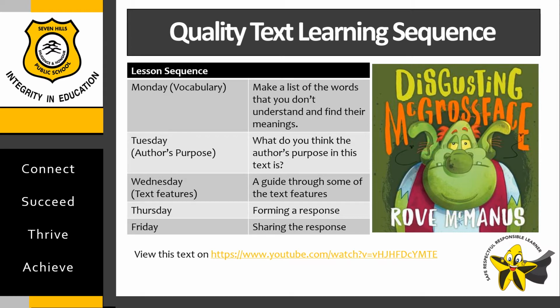So on Monday, you're going to read your assigned text and you're going to make a list of words that you don't understand and try and work out their meanings. On Tuesday, you're going to look at the author's purpose. What do you think the author's purpose in this text is? And I'm going to support you through that.